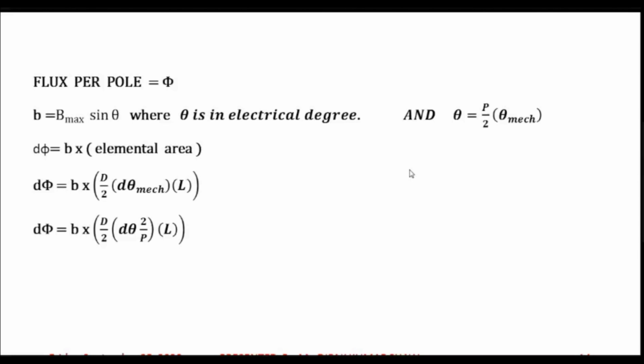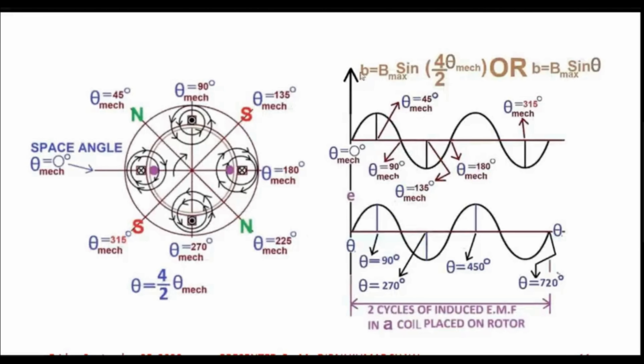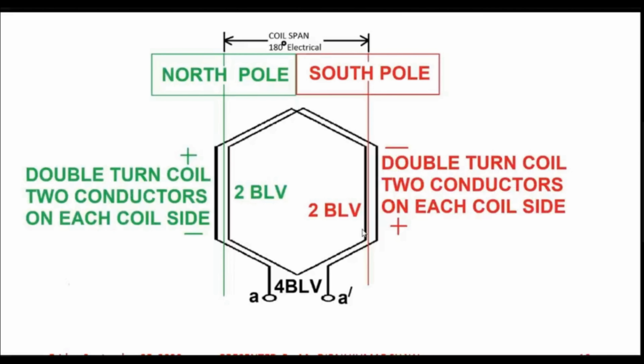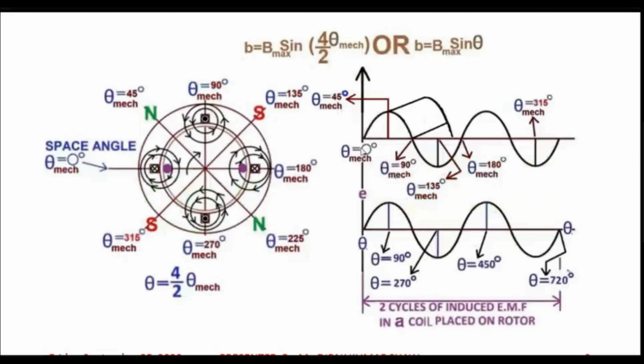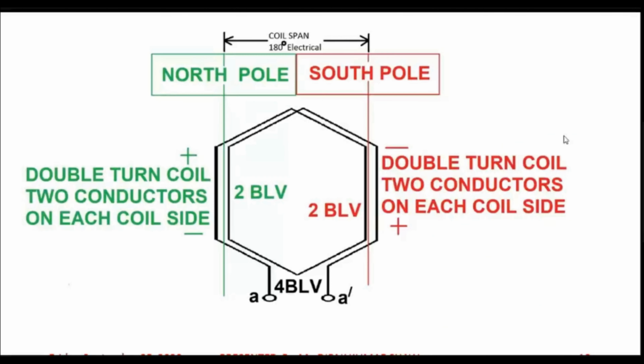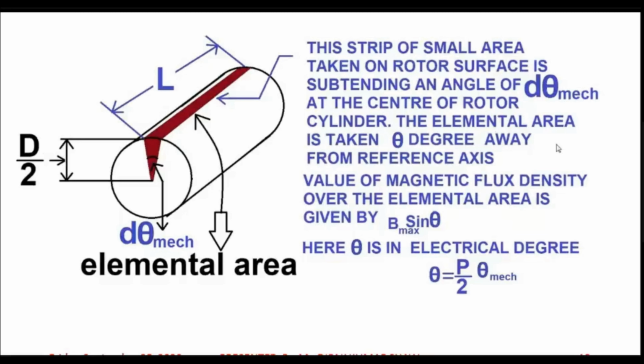It can be easily viewed from this kind of diagram. You see, the span of a pole is 180 degrees electrical. This is your mechanical degree, but if you calculate in terms of electrical degree, you have to multiply by 4 by 2, so it will come as 180 degrees. So this was under North Pole, this was under South Pole, this was under North Pole, this was under South Pole, isn't it? So for one pole we mean a span of 180 degrees.